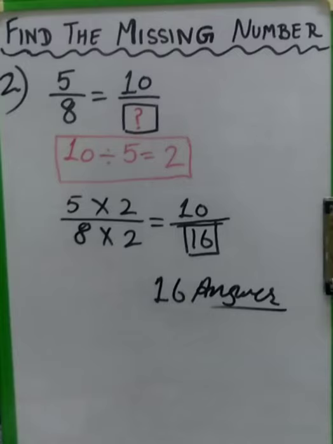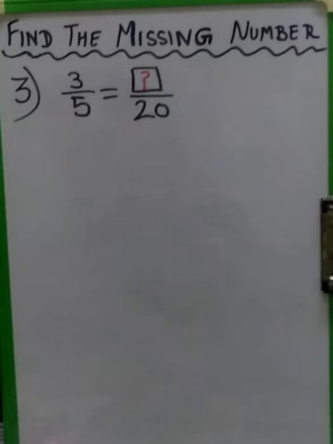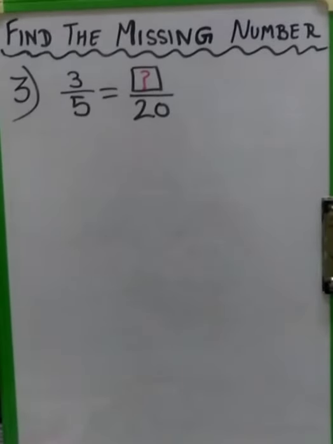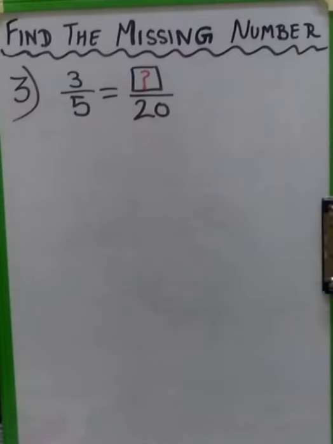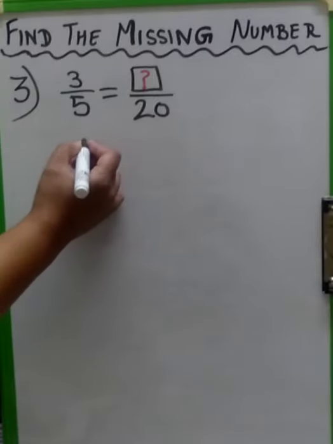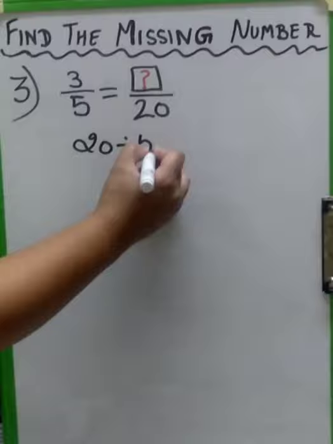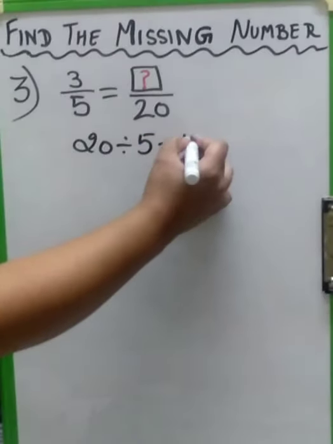Let's discuss the third example now. Let's see the third example. It says 3 upon 5 equals dash upon 20. It means now we need to find out the numerator of the equivalent fraction. And both the denominators are given here. Right? So from 5 we have to make 20. So how can we make it? We have to multiply by some number. So how to find out that number? We have to divide 20 by 5 and we will get 4.